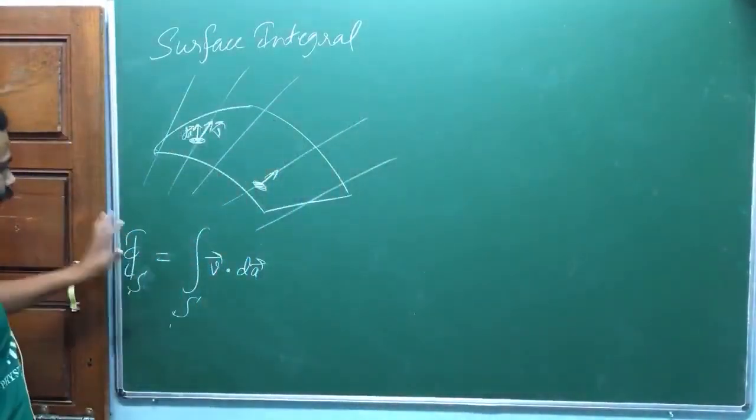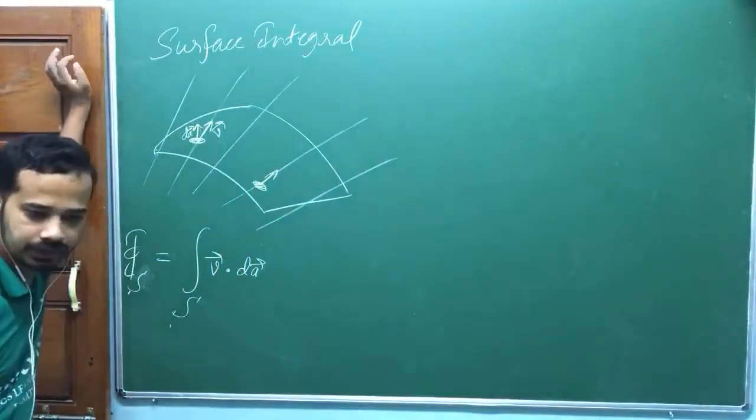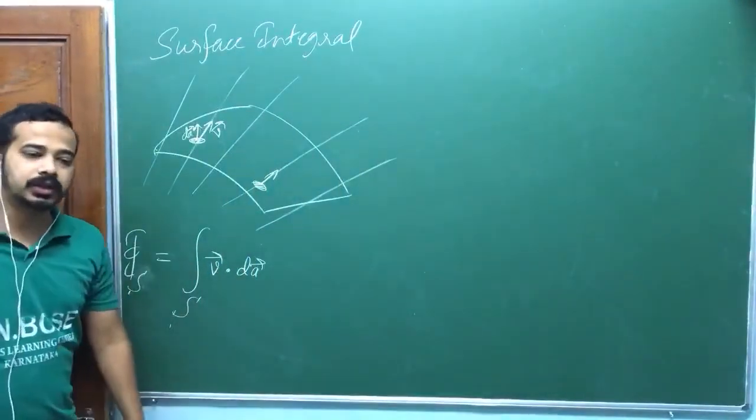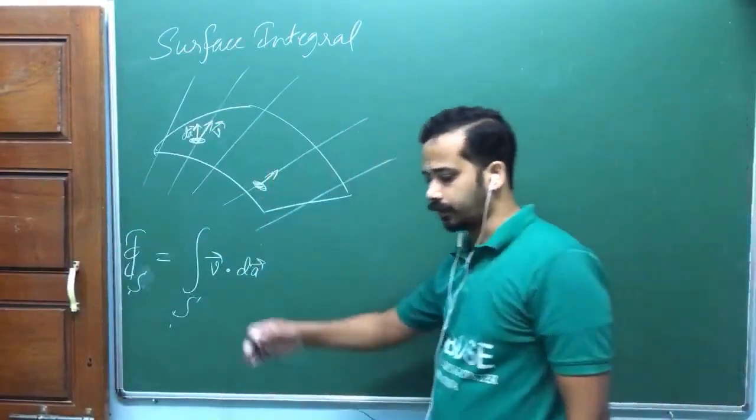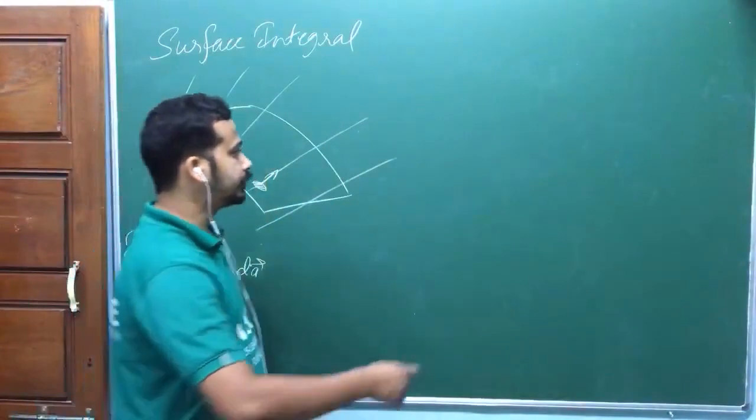We call this the flux of a vector field, isn't it? We have already taken this one, or we can call it a surface integral of a vector field. Surface integral of a vector field. Suppose our surface is a closed surface.